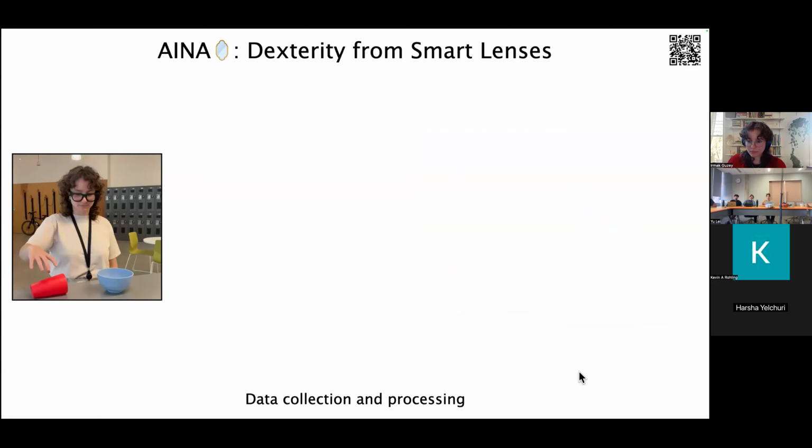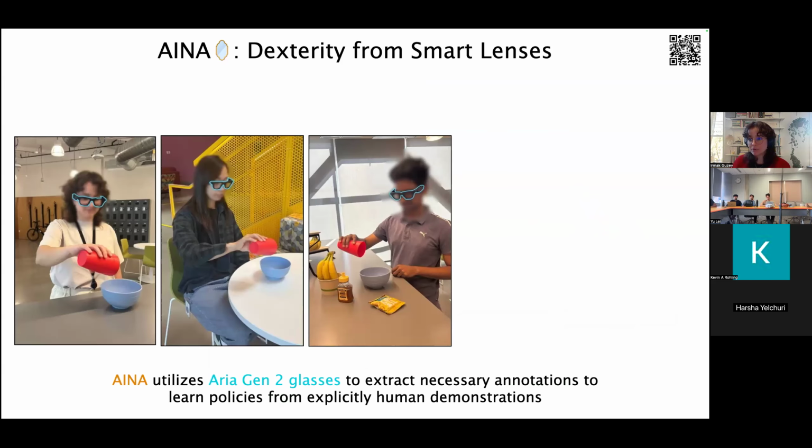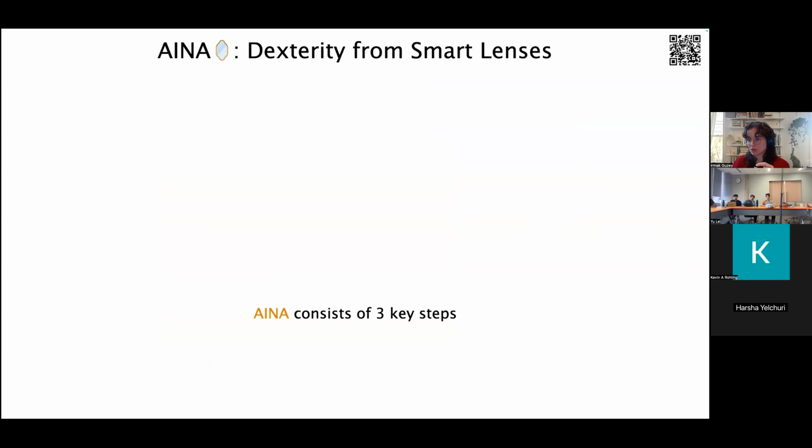Yeah. You said, can you repeat what is the use? So you said you have some exocentric view data and some egocentric view data. Is that correct?